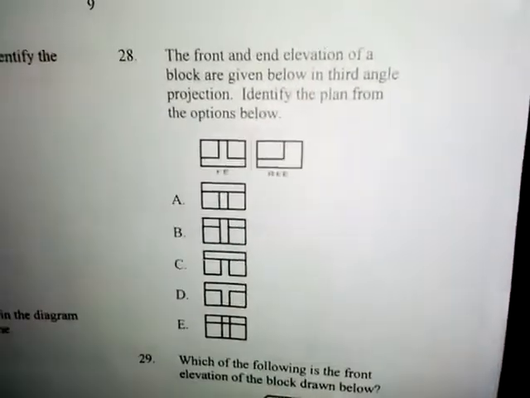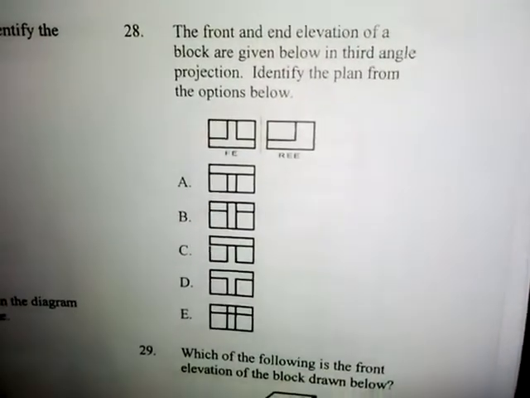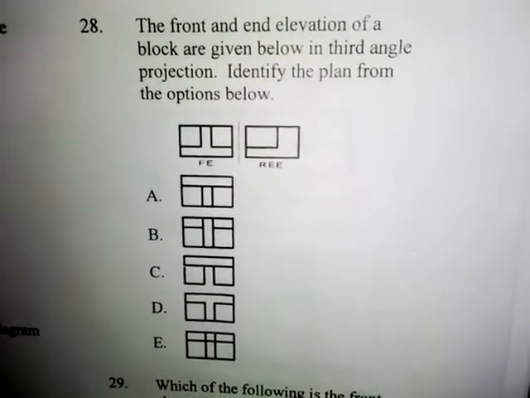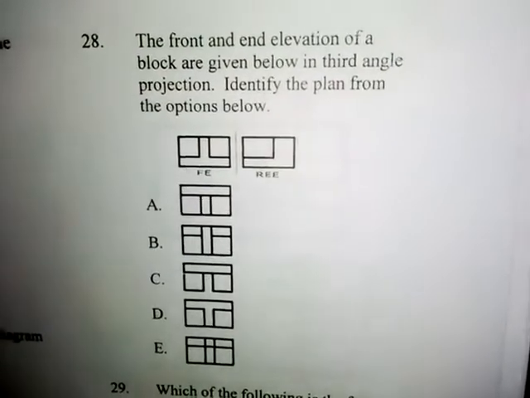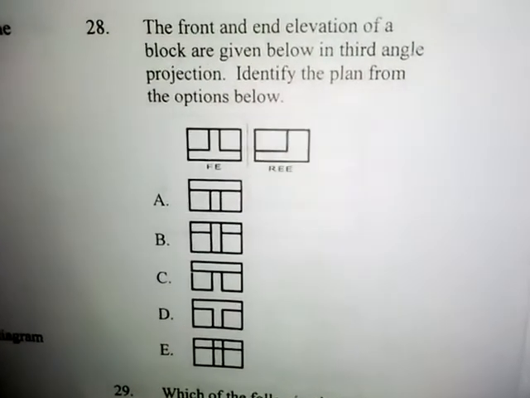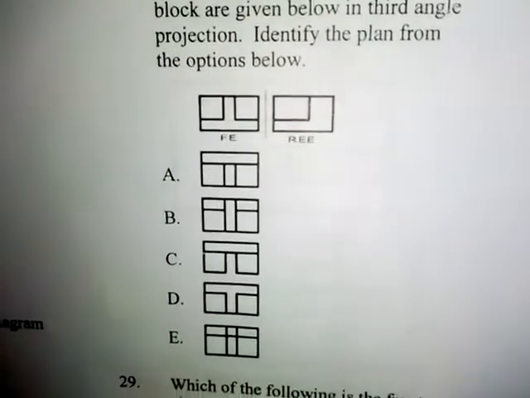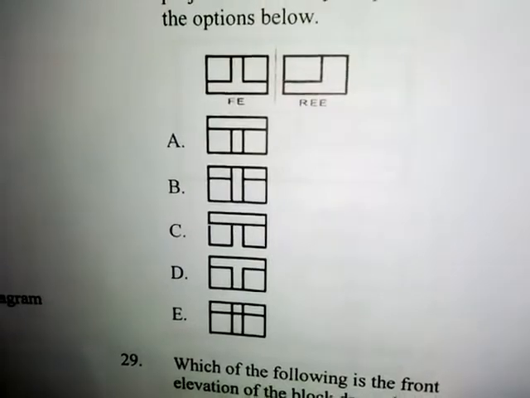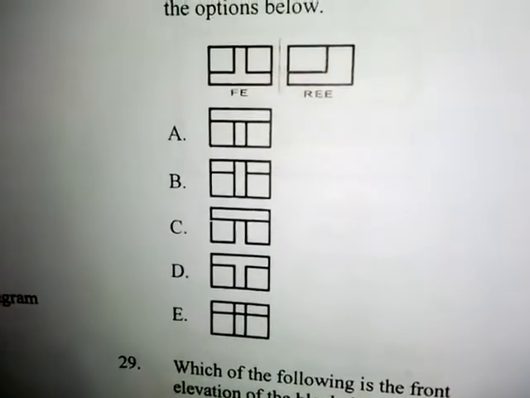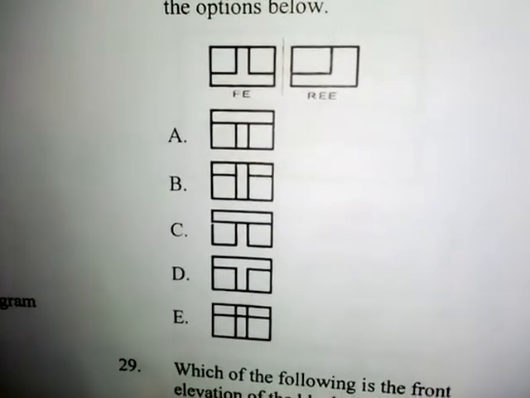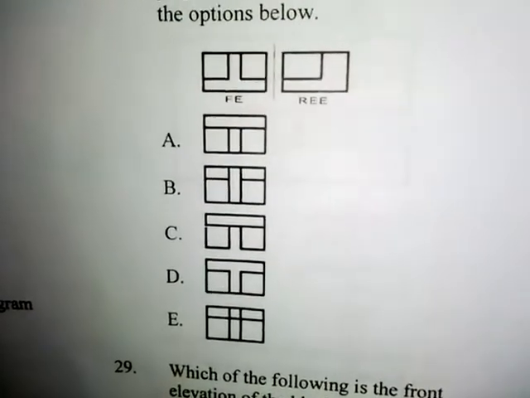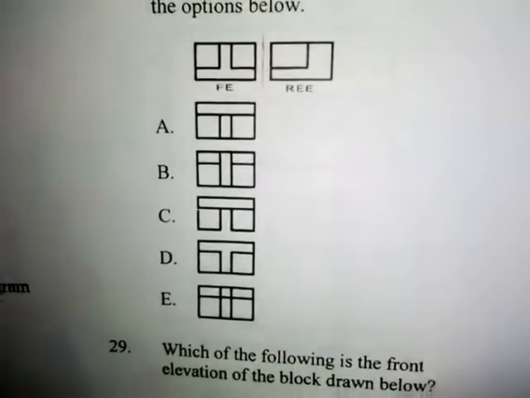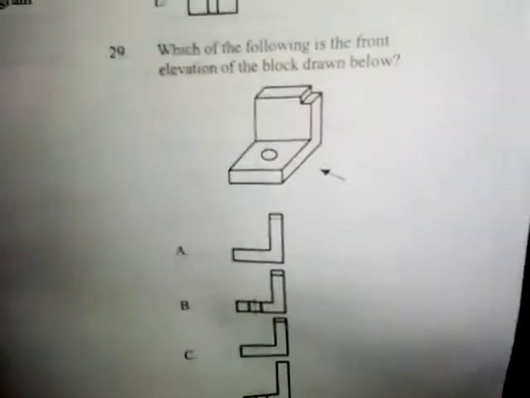So question 28. The front and end elevation of a block are given below in third angle projection. Identify the plan from the options below. Looking at what we have here, the correct answer is option D. If you couple them together and produce the isometric view, you get option D to be the plan of the object.